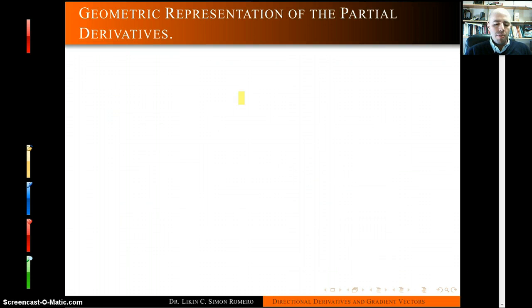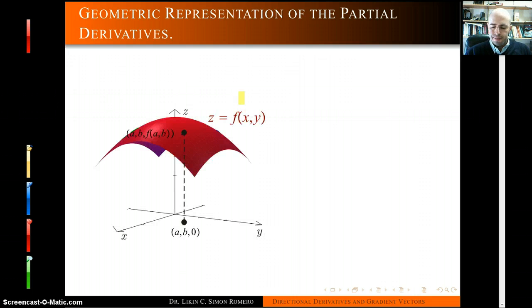Let me start with the geometric representation of the partial derivatives. This is actually something that is useful for understanding partial derivatives, and it's going to lead us to the reason why we need directional derivatives. Let's start with the graph of a function of two variables. Notice that here I am just highlighting a point A in the domain and a corresponding point in the graph.